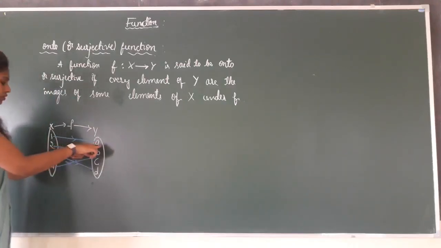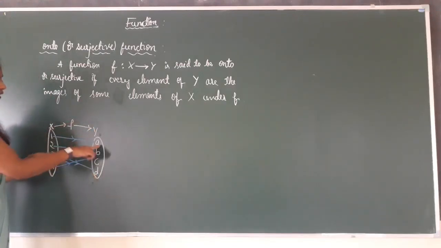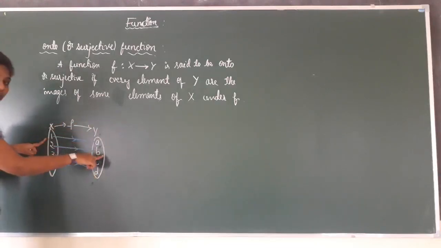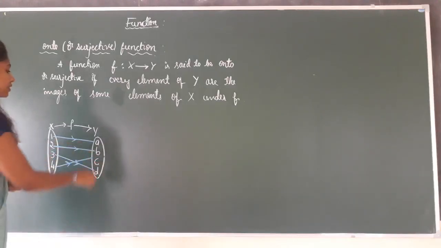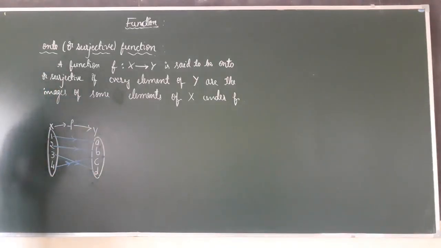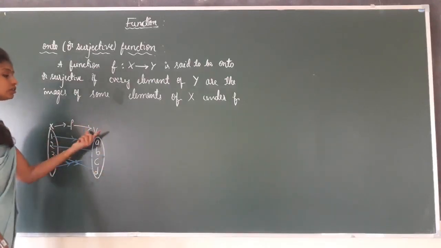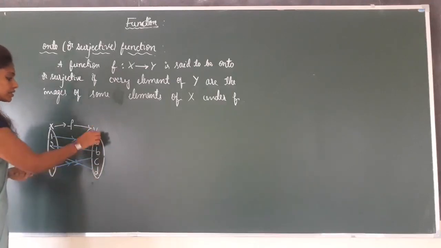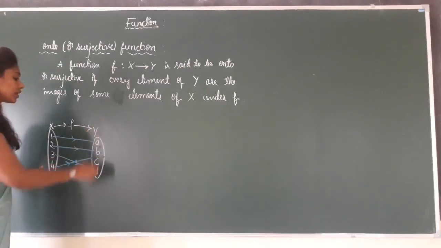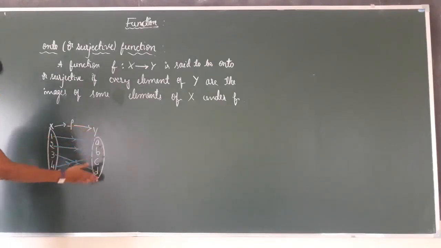So observe that all the elements of this set Y are images. a is the image of 1, b is the image of 2, c is the image of 4 and d is the image of 3. It is simply to say that there is no extra element in this set Y.